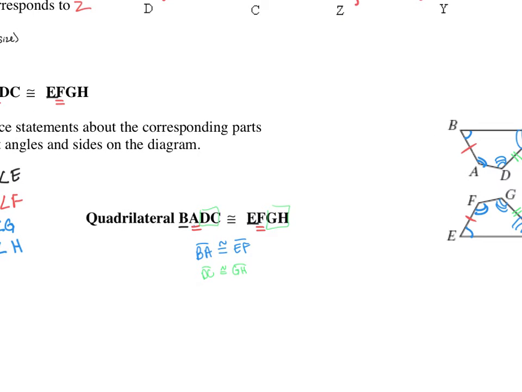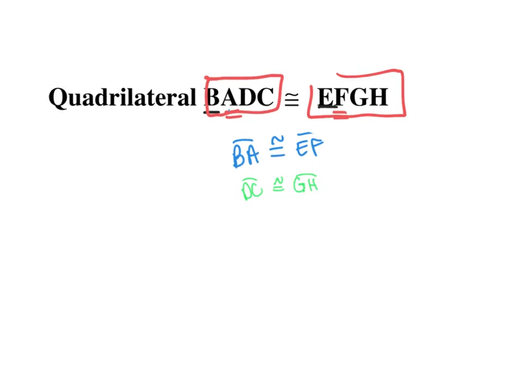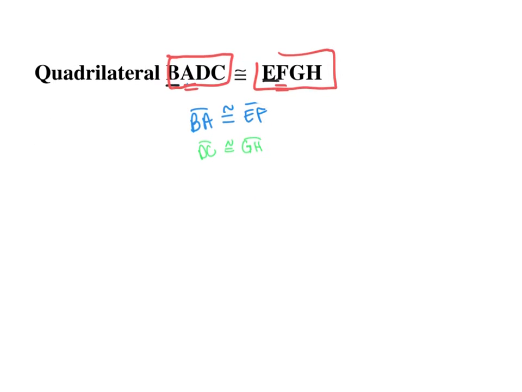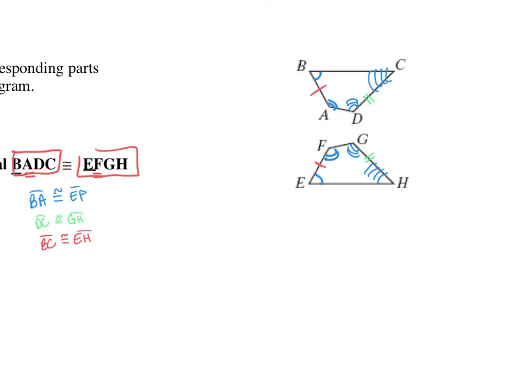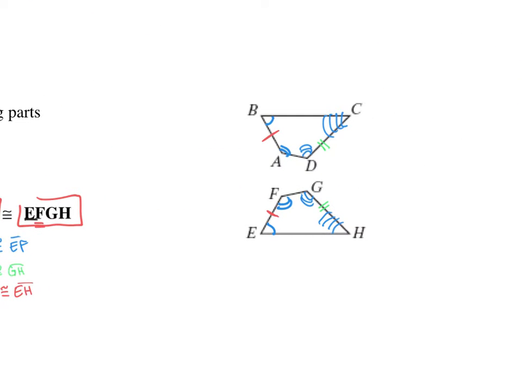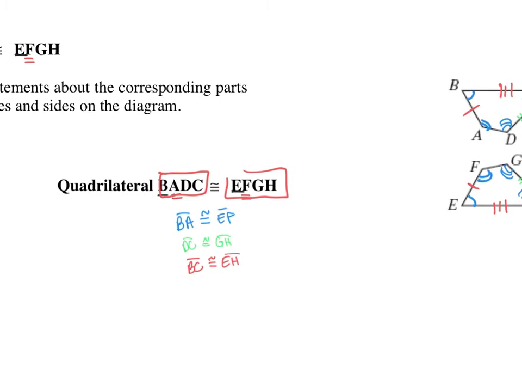Now, I'm going to do erasing again to make sure it's nice and neat. So now I can say that my whole segment of BC is congruent to EH. So I can say BC congruent to EH. And boom, those are corresponding. So now I'm going to do three tick marks. 1, 2, 3, 1, 2, 3.